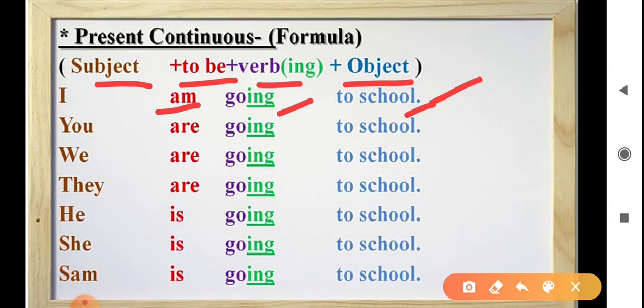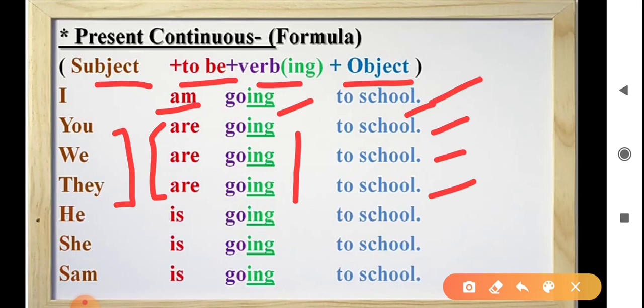Now take the second example. You are going to school, we are going to school, they are going to school. You, we, they are plural subjects. That's why we use are as the be form of the verb, go with the ing form, and to school is the object.